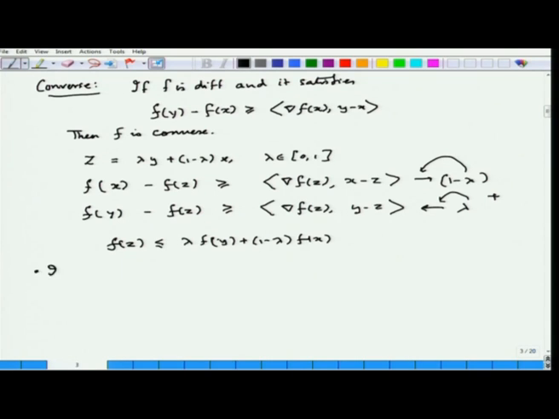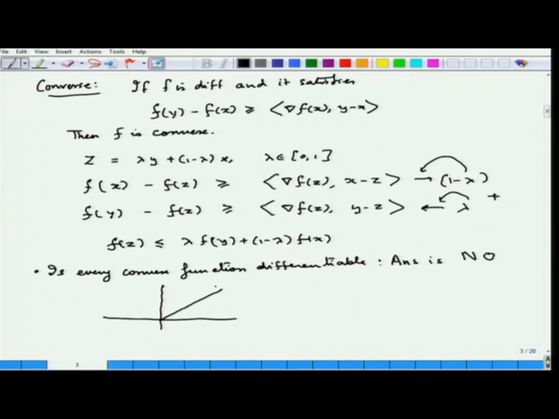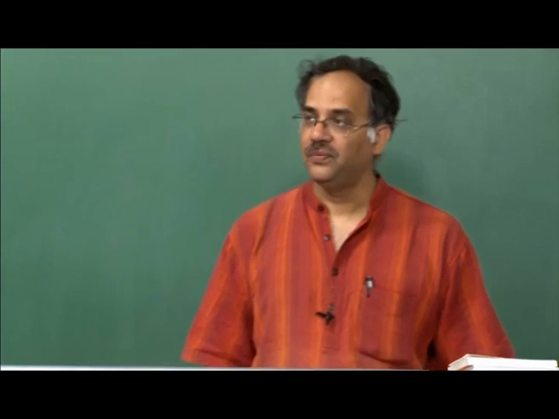Now, the question is: is every convex function differentiable? So, how do I answer this question? The answer is no, because just look at the most well known convex function which does not have a derivative, that is f of x equal to the absolute value of x when x is in R. At x equal to 0 is the point where the function does not have a derivative, and also it is the point where the function attains a minimum.